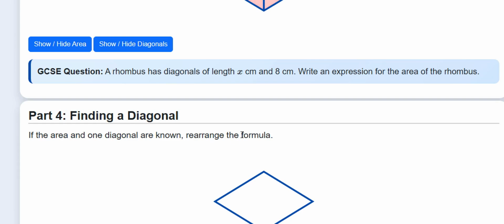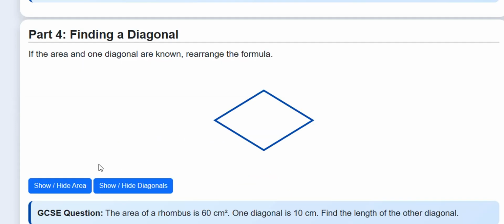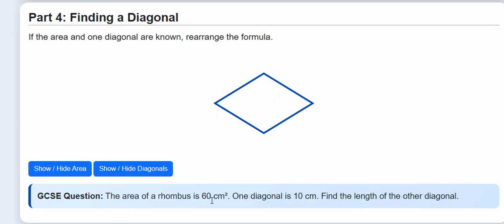How about if sometimes you are told one of the diagonals is missing, then you are given the total area to find that missing diagonal. Like in this case, you are told the area of a rhombus is 60 centimeters squared, then one diagonal is 10 centimeters. Find the length of the other diagonal. So, of course, the first thing is we are finding that area enclosed by the rhombus. Then you are given the diagonals. Of course, the first one is 10. Then the other one, we don't know. It's the one we are asked.